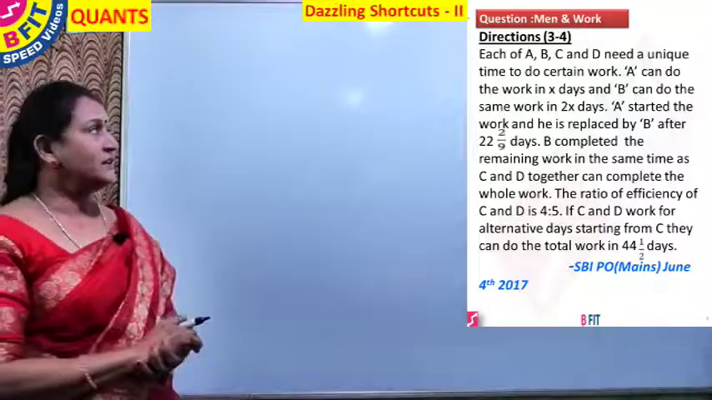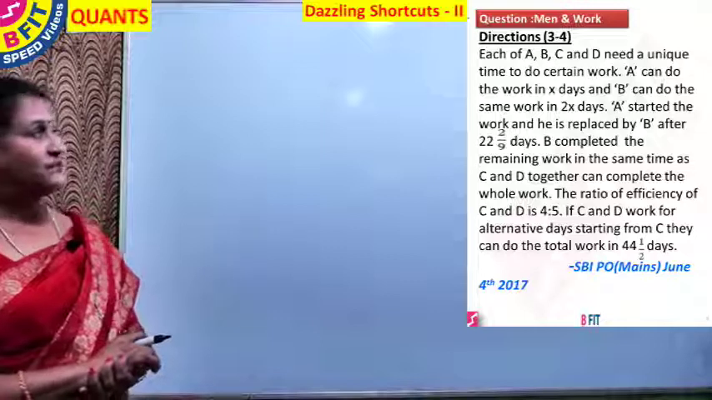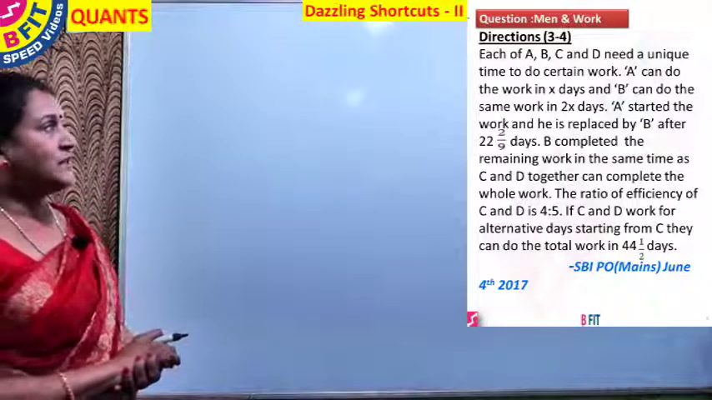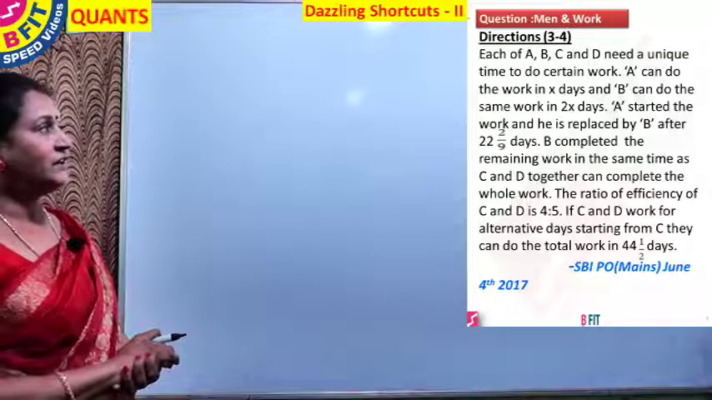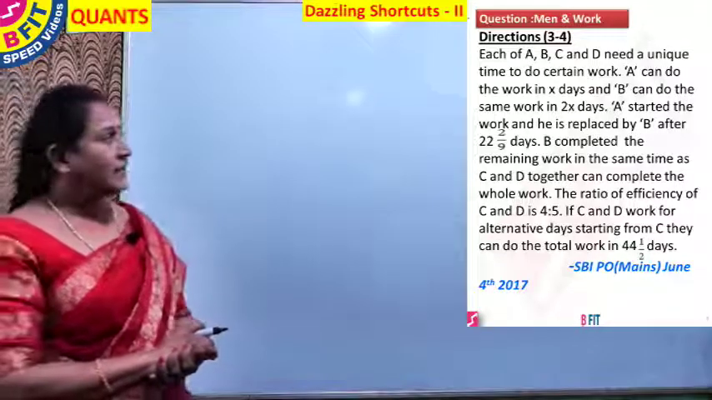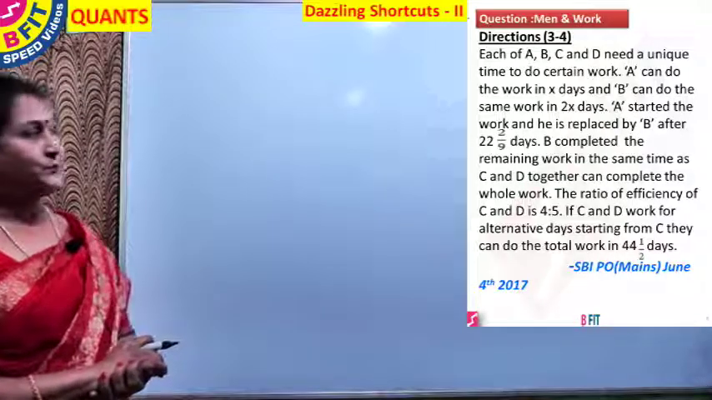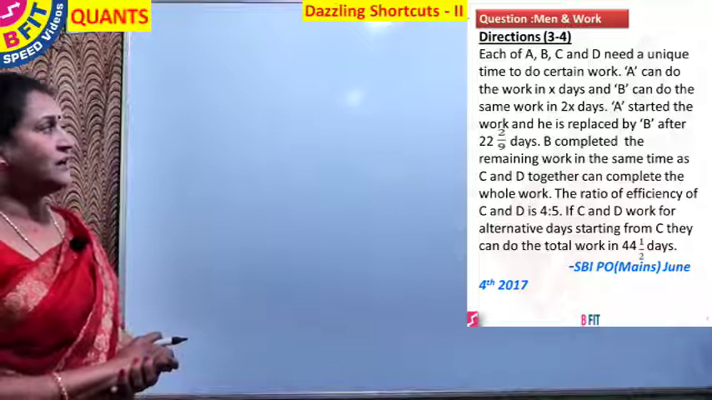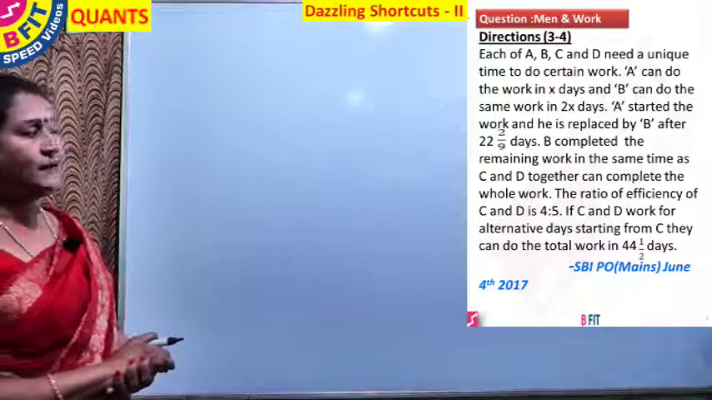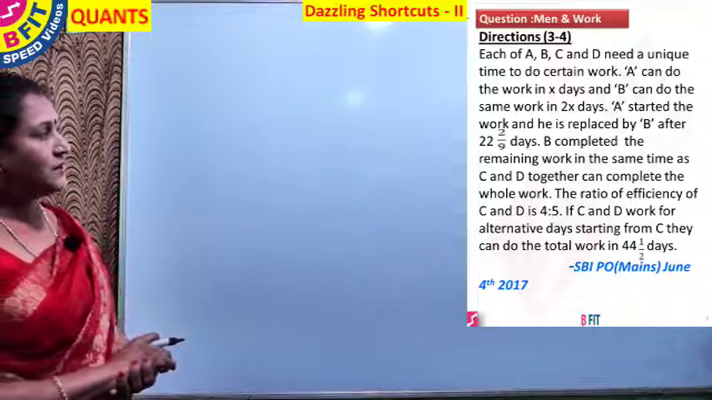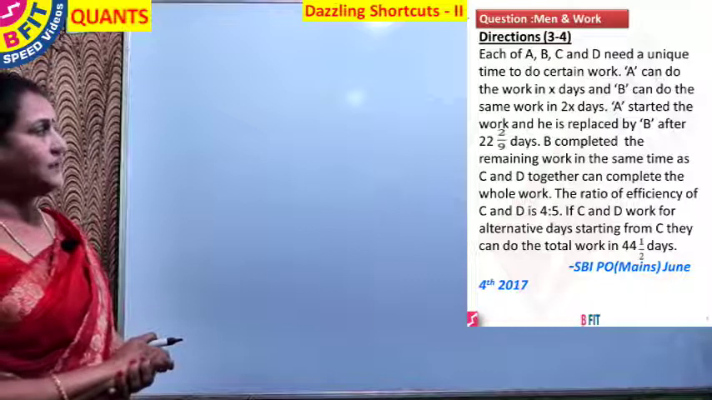So the next question. This question is under the topic men and work. Each of A, B, C and D needs a unique time to do certain work. A can do the work in X days and B can do the same work in 2X days. A started the work and he is replaced by B after 22 2/9 days. B completed the remaining work in the same time as C and D together can complete the whole work.